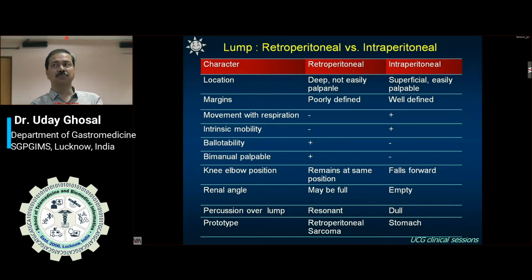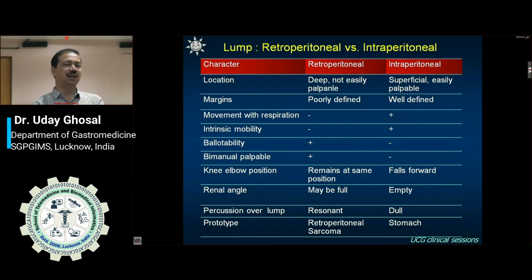Remember one thing, some patients are sick. They may not be in knee elbow. Just ask them to be in the left lateral and right lateral and see what is happening to the lump. Now even by right lateral and left lateral, you can make out whether the lump is falling or not on the lateral side and get an idea whether it's intraperitoneal or retroperitoneal.